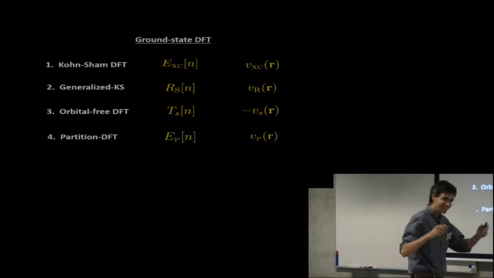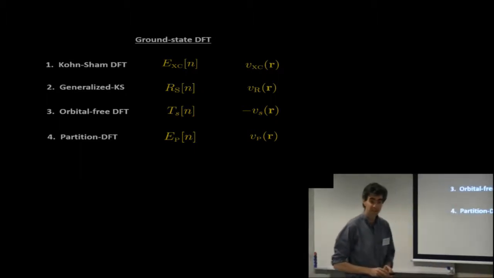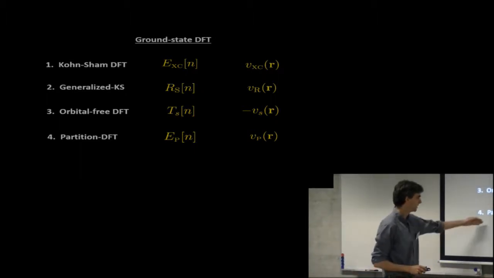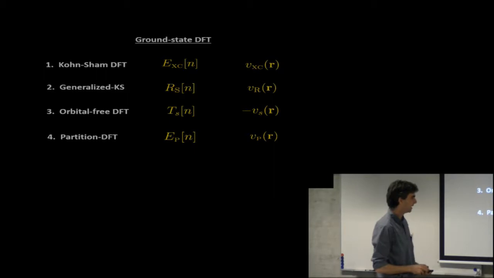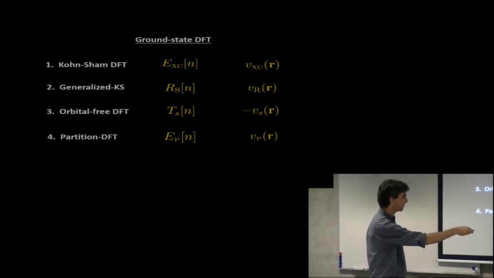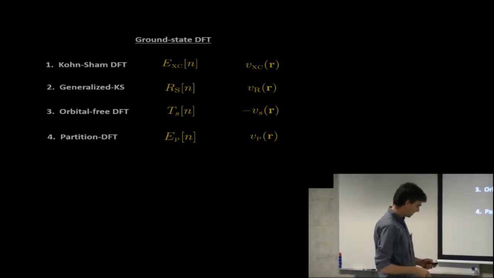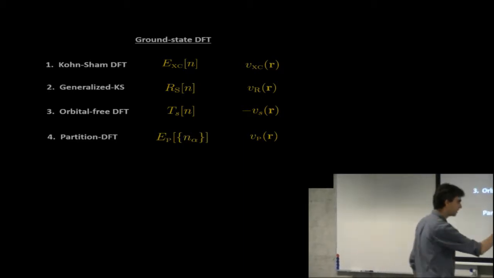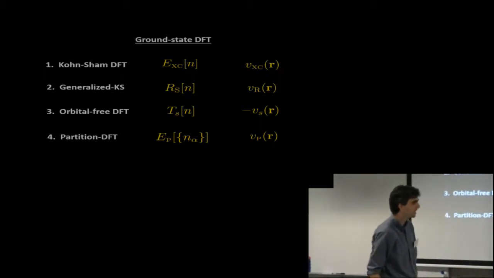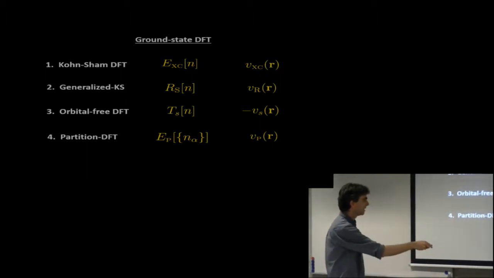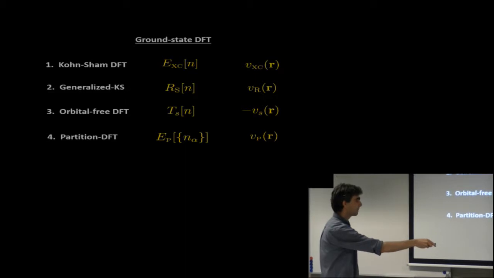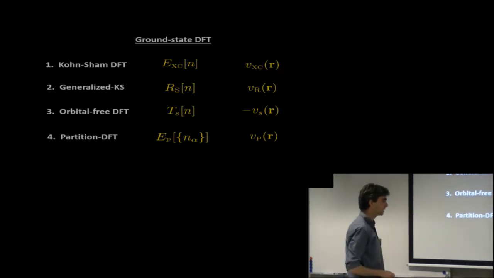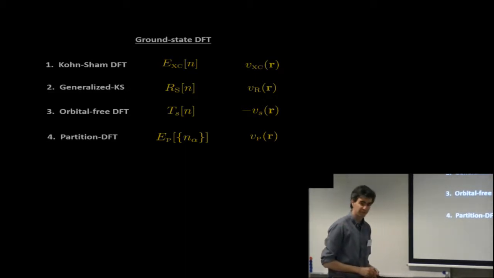And a fourth exact reformulation of ground state DFT is partition DFT, and you may not have heard about that. There you approximate the partition energy, but the partition energy is an implicit functional of the density, and you should think of it as a functional of a set of fragment densities. The partition potential is the functional derivative of the partition energy with respect to any of these fragment densities.